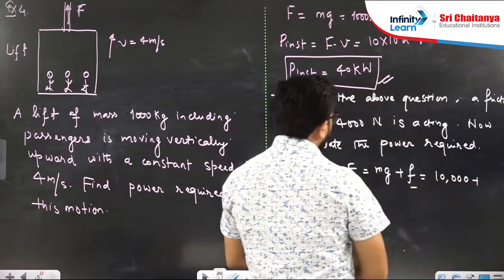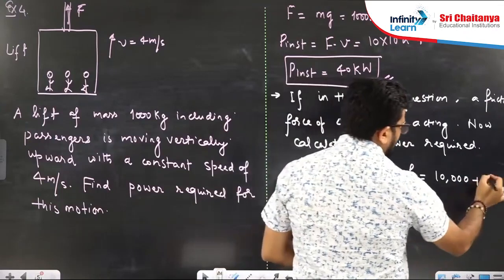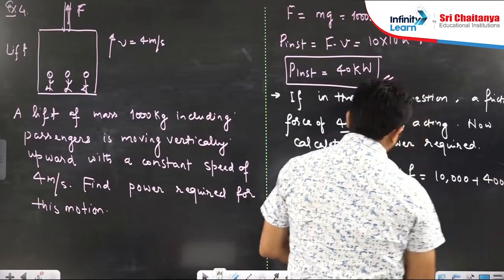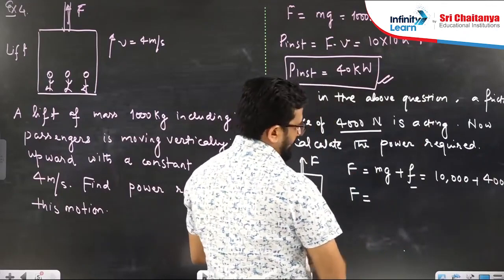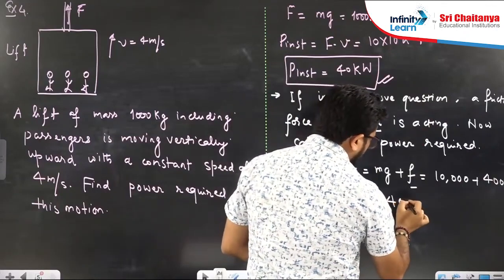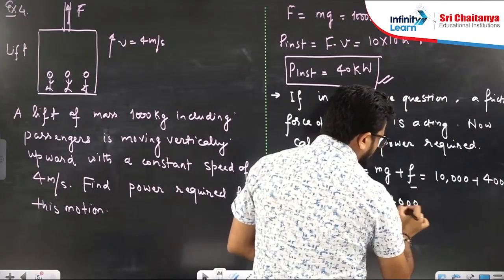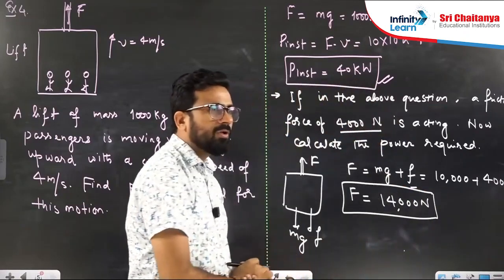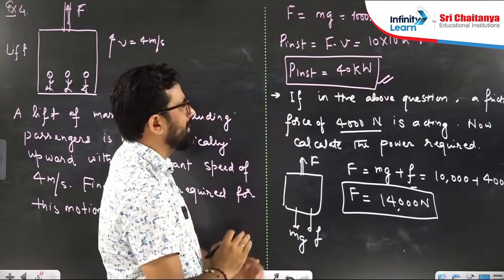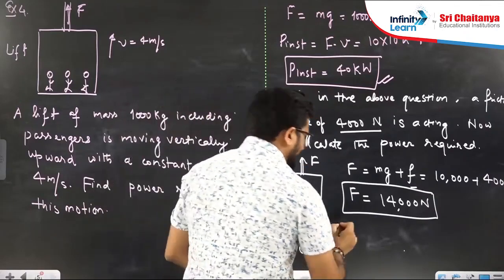And the friction force we have already been given in the question, that is equal to 4000. That means the total would be how much, beta? From here, that is equal to 14,000 Newton. Now we know the force. Now we have to multiply with the velocity, and we can find the power.